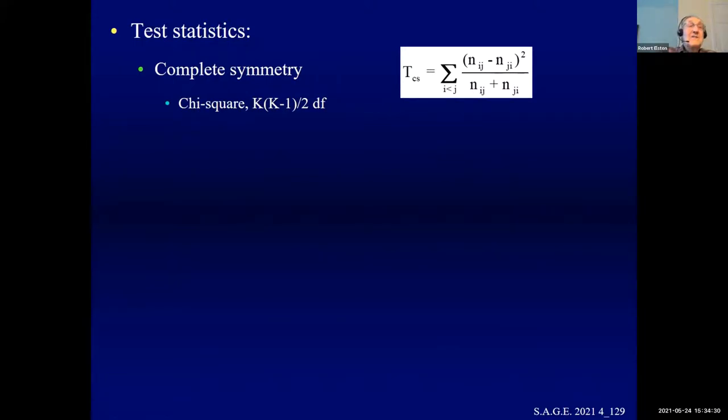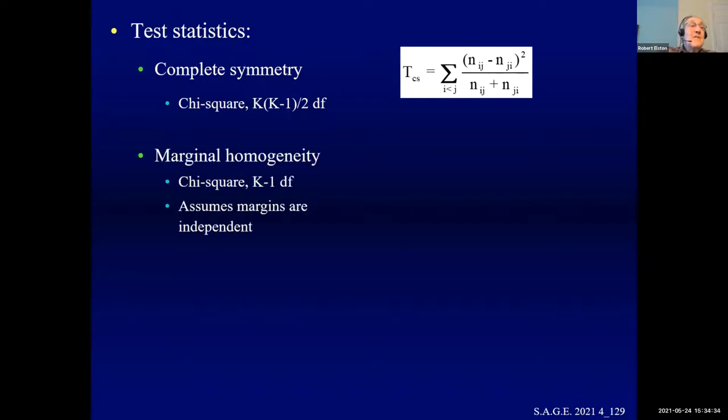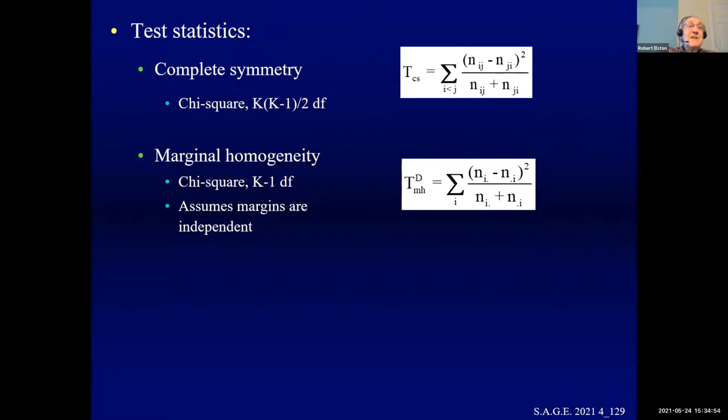And that is using the exact test. Marginal homogeneity, if you'll remember, is usually more powerful because you're doing fewer tests. And the chi-squared eventually has k minus 1 degrees of freedom. This assumes basically it's a TDT kind of test. It assumes the margins are independent. This is the marginal homogeneity test.